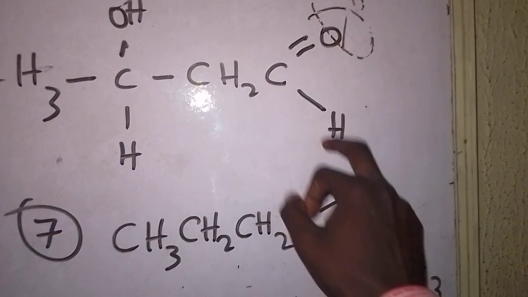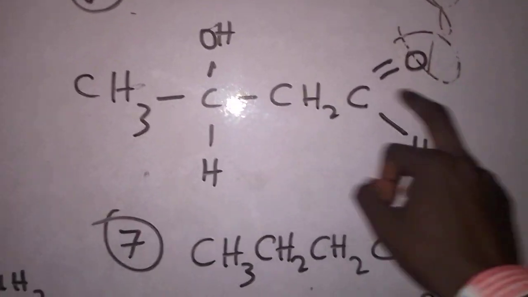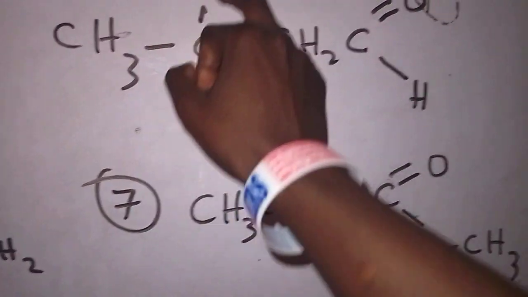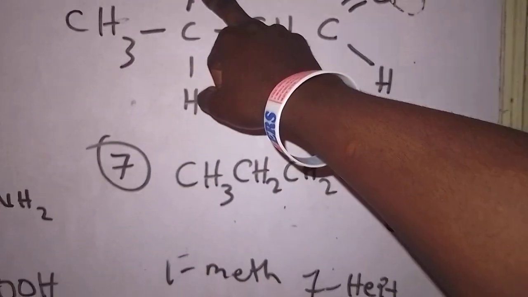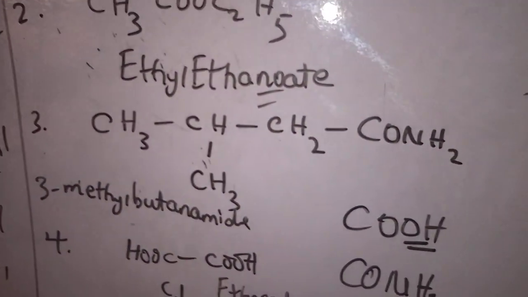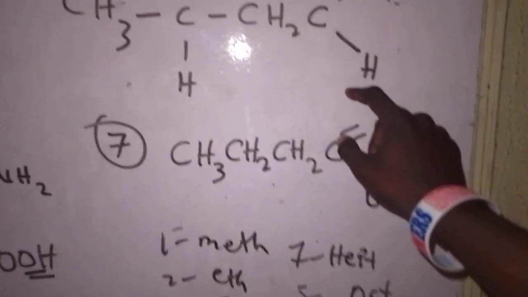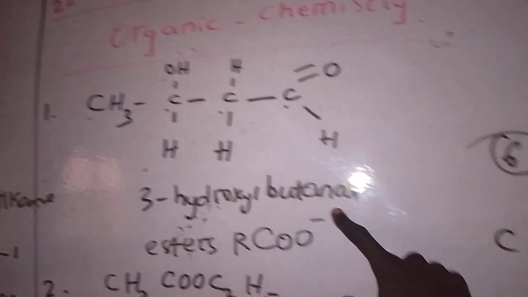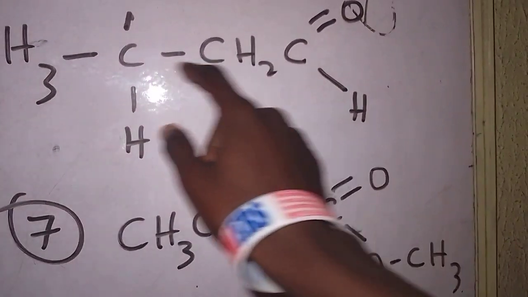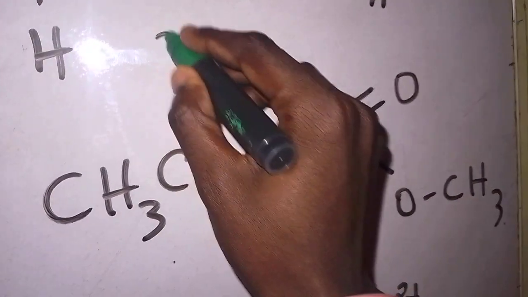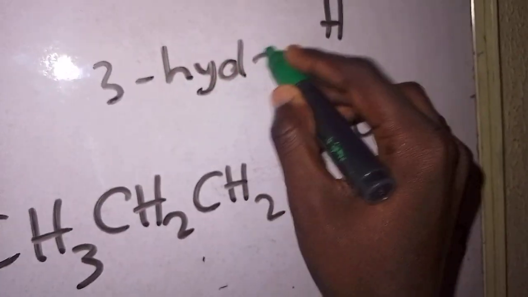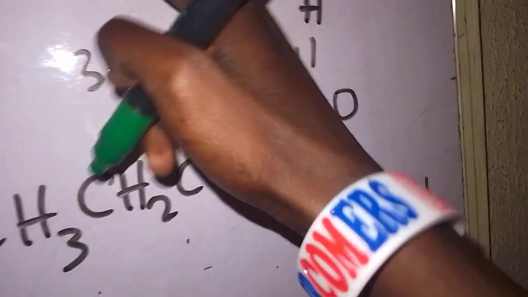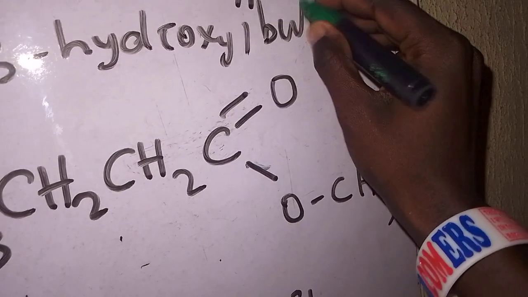Now let's go to number 6. You can see it again. CHO, alkanal. Now this is 1, 2, 3, 4, butanal. It's similar to number 1. Very similar but different. Now let's look at number 6 together. This is 3-hydroxy, 1, 2, 3, 4. This is 3-hydroxybutanal.